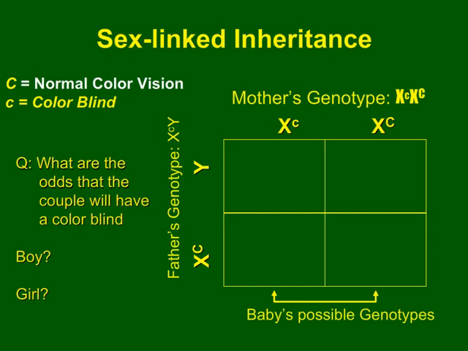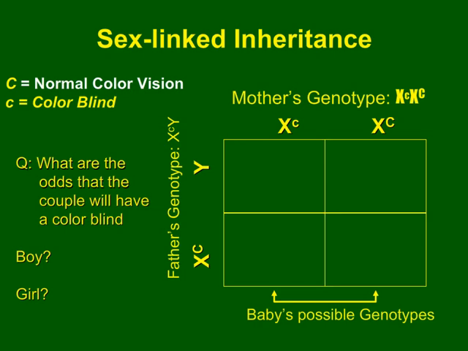Now let's take a look at the father's genotype. Let's say that the father has perfect color vision. So he would have an X big C and a Y. Remember, the Y chromosome basically just determines maleness and doesn't have anything to do with color vision. And so the father is X big C, Y. Now let's look at what are the odds this couple will have a colorblind child.